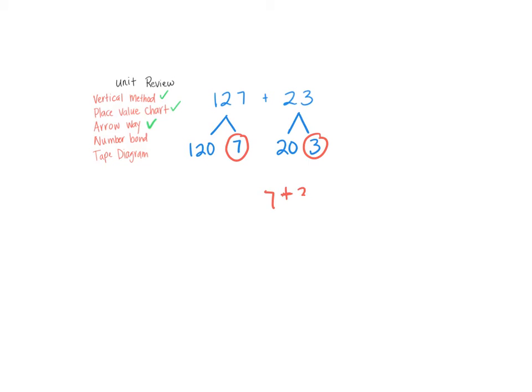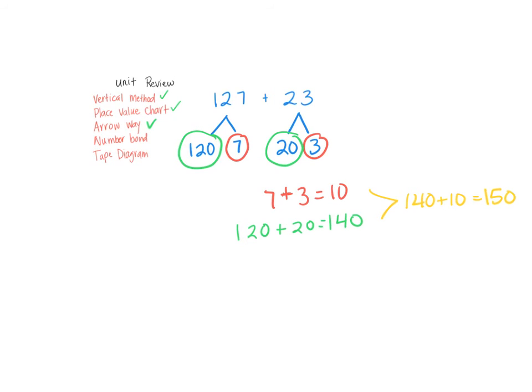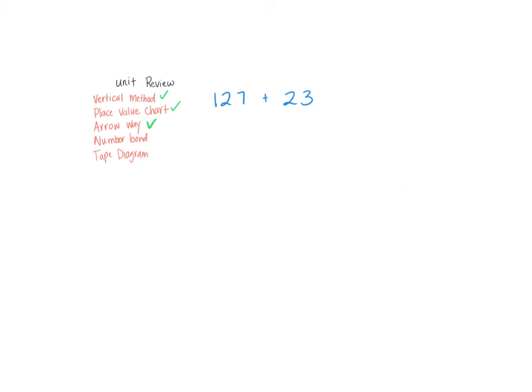7 plus 3 equals 10. And then I have 120 plus 20 equals 140. So then I just have to add those two numbers together. 140 plus 10 equals 150. Okay, so that's the number bond way. It especially works out well if you see a way that you can make a 10, because it'll simplify the problem. Okay, so that's the number bond.